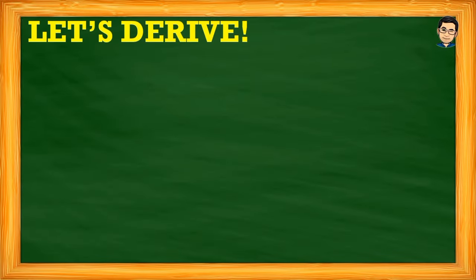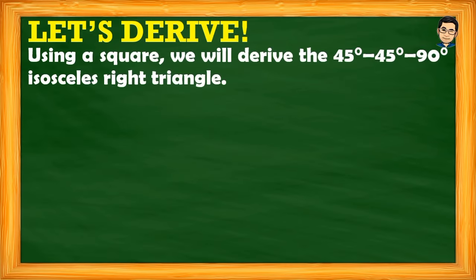So, after natin sa 30, 60, 90 right triangle, next naman natin i-derive is yung 45, 45, 90 degree right triangle. So, using a square, i-derive natin yung 45, 45, 90 isosceles right triangle. So, when we say isosceles right triangle, two legs are congruent. Okay. Pareho ng sukat. So, ibig sabihin wala tayong longer leg, wala tayong shorter leg. It's because pareho lang yung sukat ng legs.